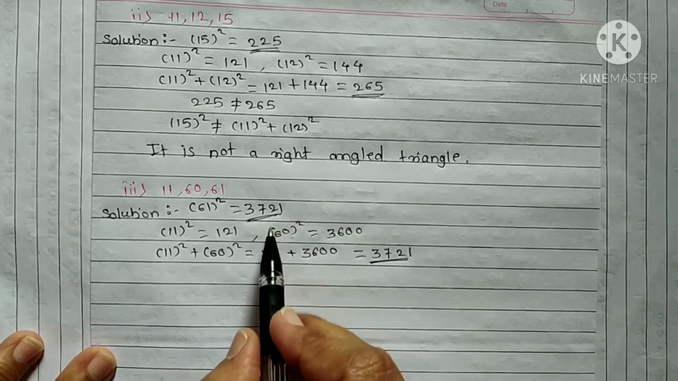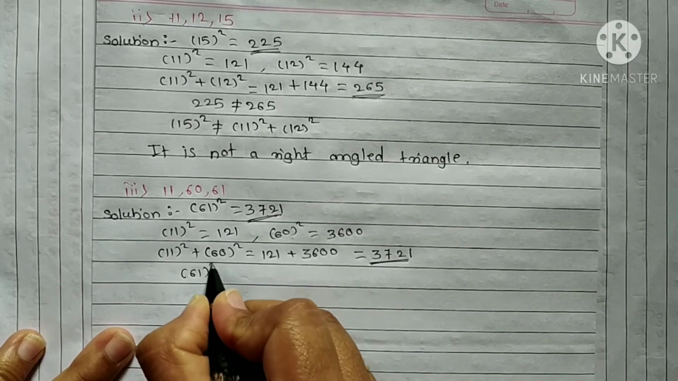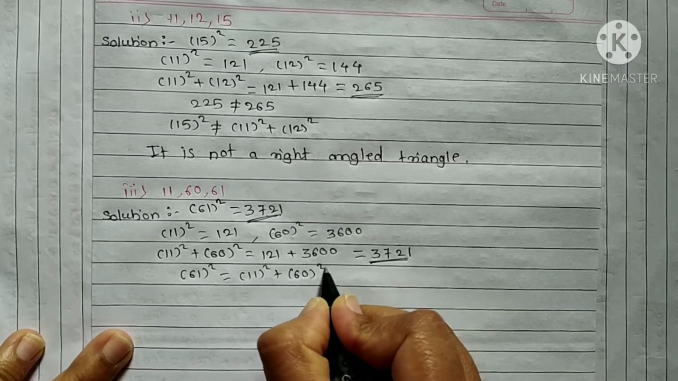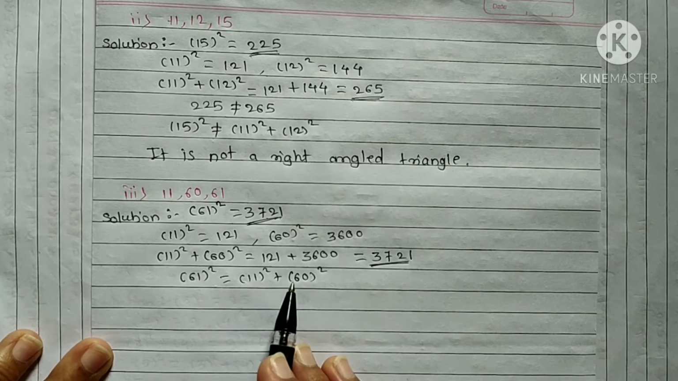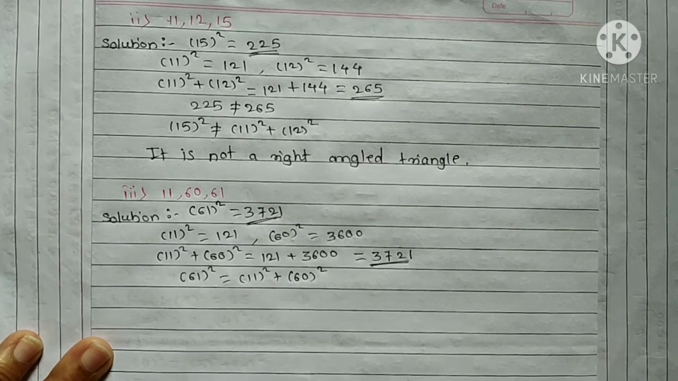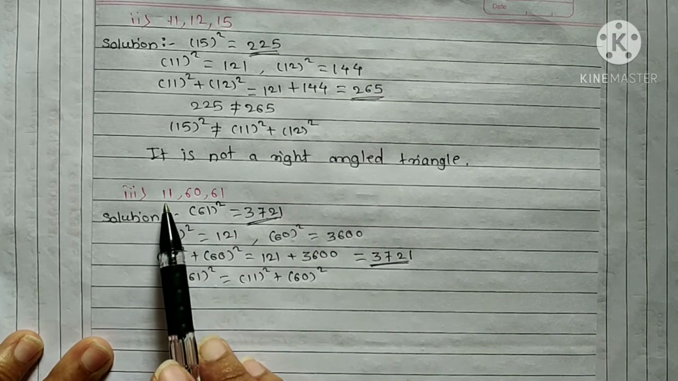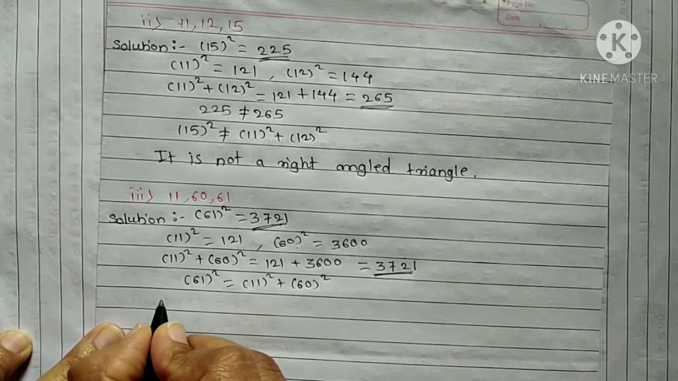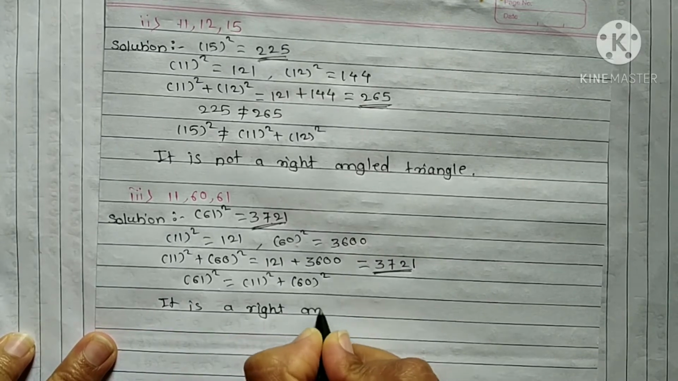Here the right hand side is the same, therefore we can say that 61 square is equal to 11 square plus 60 square. That means here the square of the biggest number is equal to the sum of squares of the other two numbers. That means 11, 60 and 61 is a Pythagorean triplet. Then we can say that it is a right angle triangle.